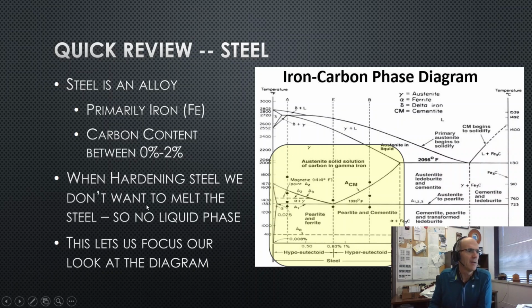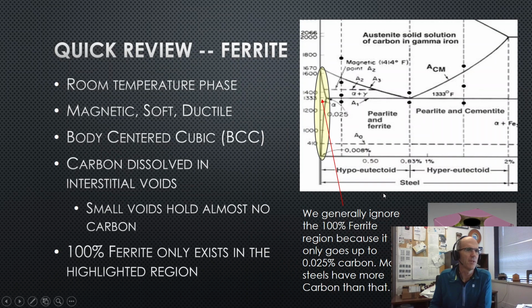Okay, so we're just going to take a look at this little corner of the iron carbon phase diagram, because that really lets us focus our efforts and focus on what we're trying to understand. Okay, so just a quick review of some of the things we talked about. We talked about this phase called ferrite. The room temperature steel wants to be ferrite if we let it be ferrite.